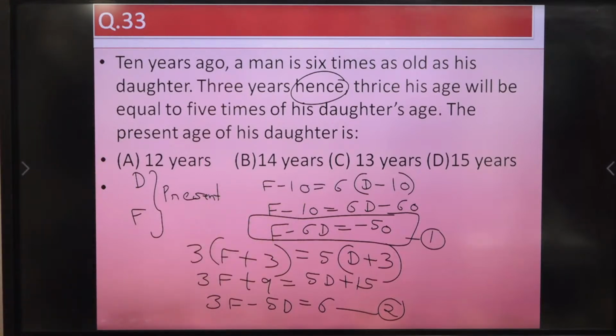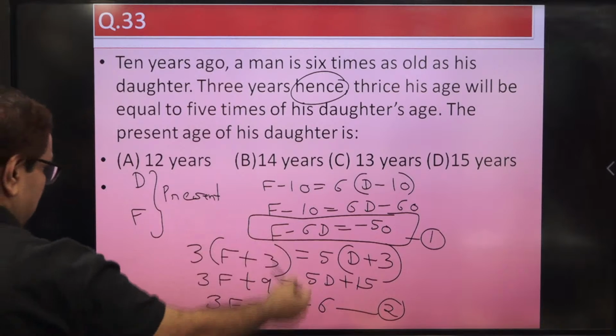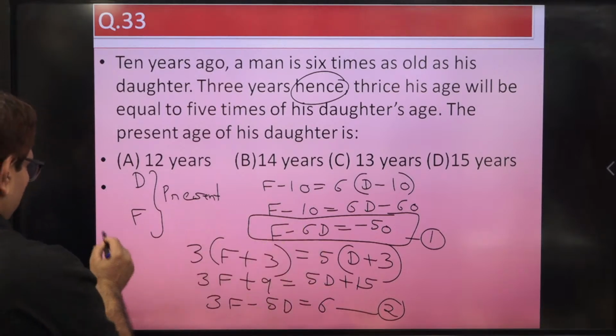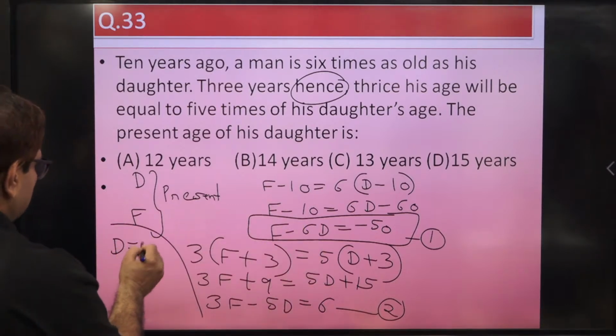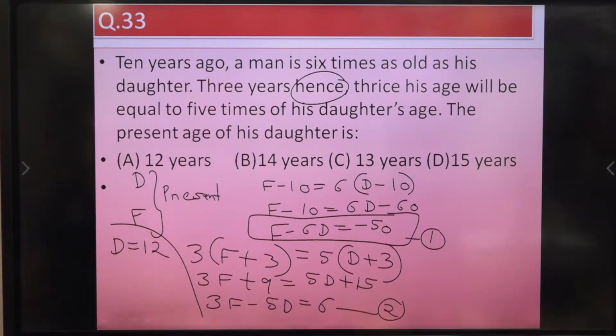We can solve. So Asthami is getting 12. Very good. Solve the two equations by elimination and you have to eliminate F. So finally we get D equal to 12 years. Age of the daughter is 12.